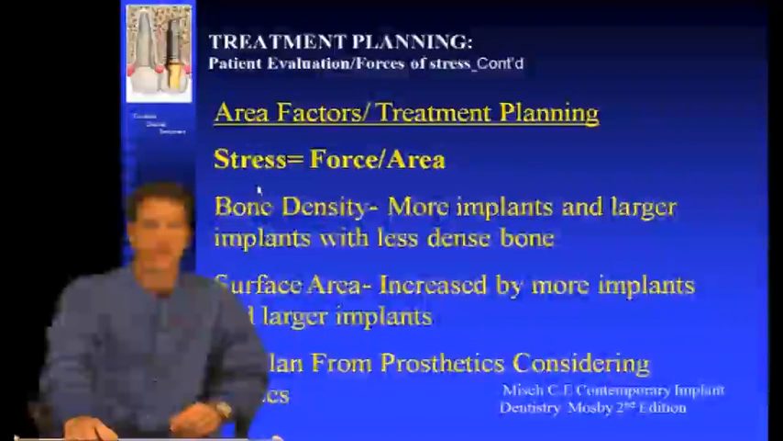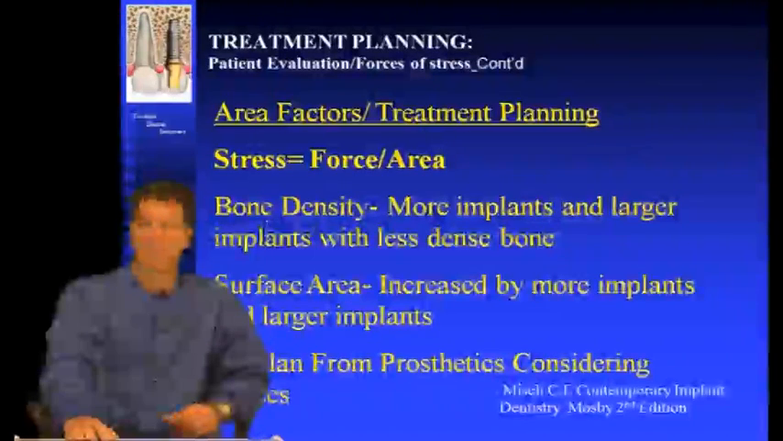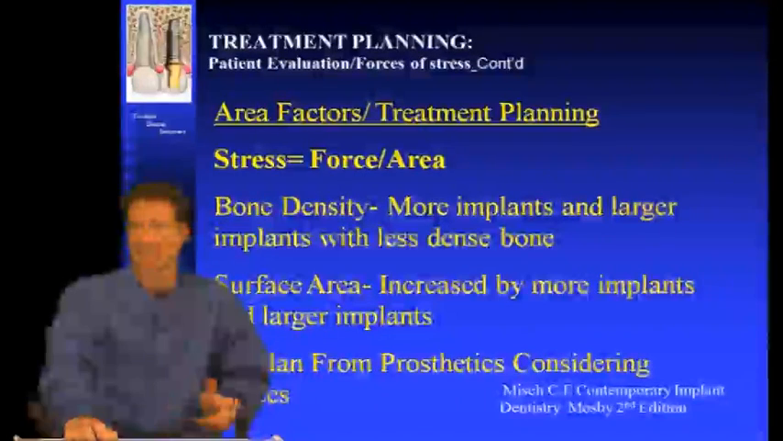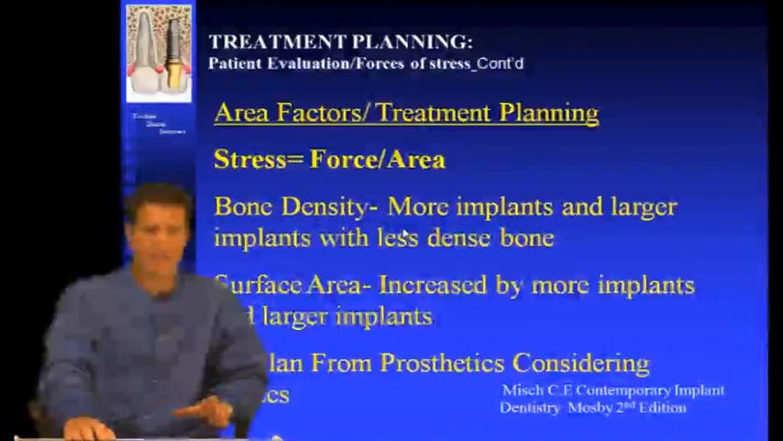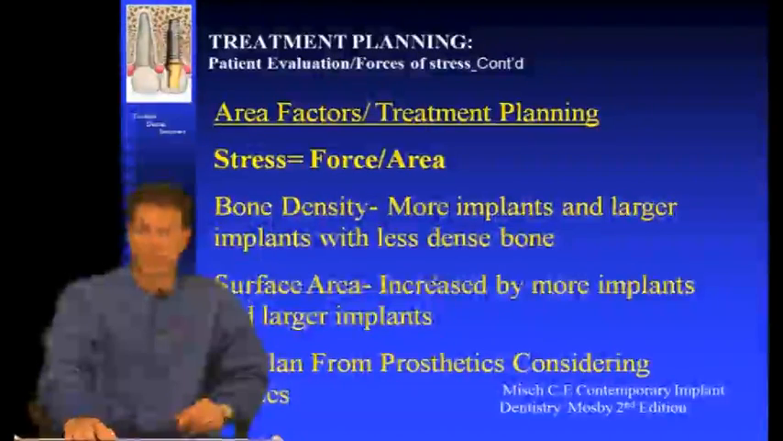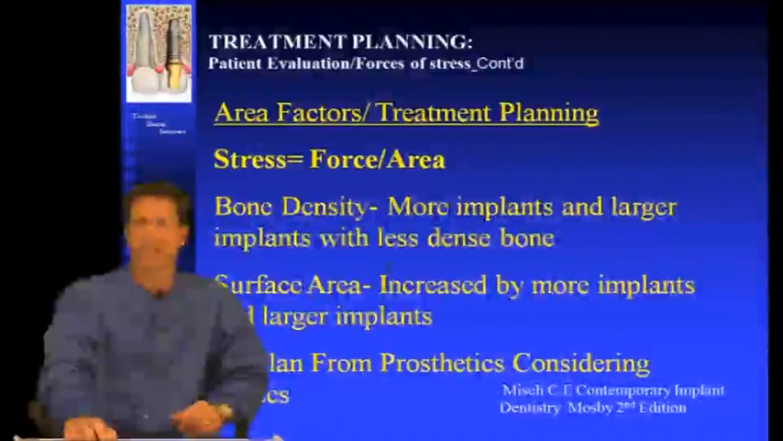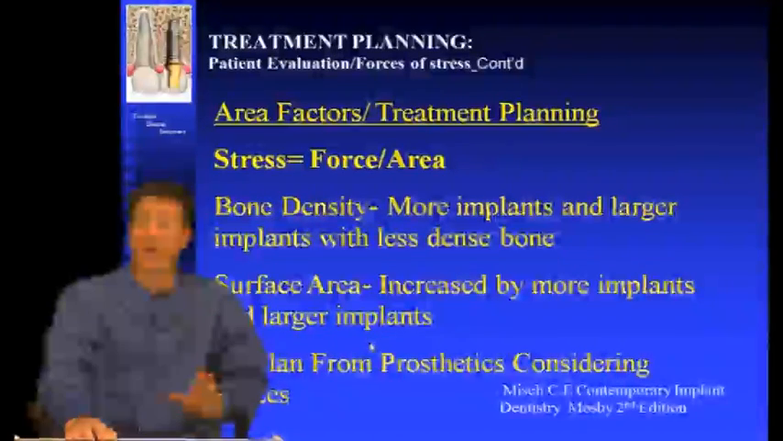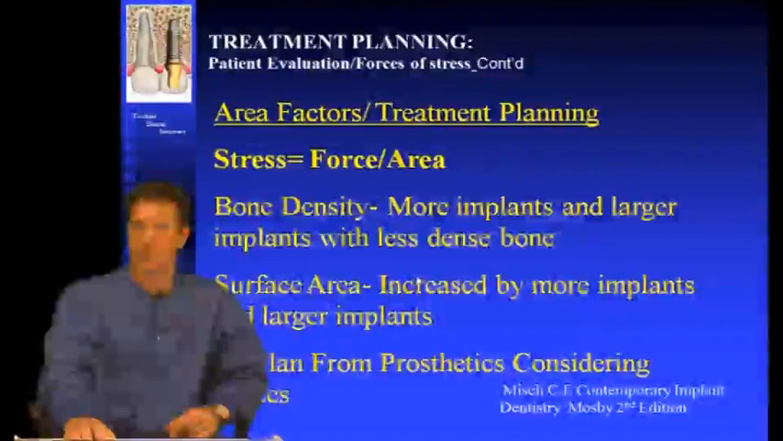So there are different factors when treatment planning. We want to look at the bone density. When there's less dense bone, we're going to put more implants in. We want to look at the surface area of the implants. And basically what we're doing, we want to talk about treatment planning from the prosthetics considering the forces on the implants.